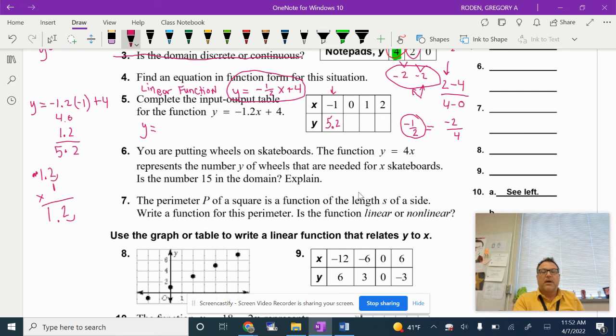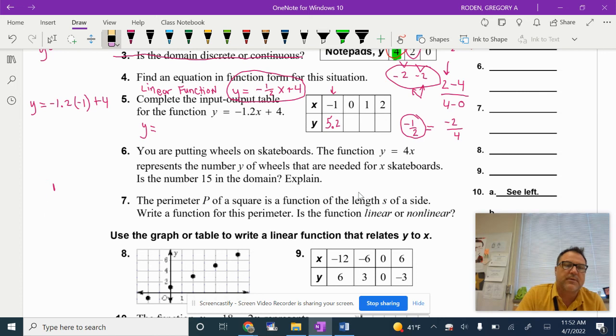Okay. Now, I'm going to erase this. You may need another piece of paper if you have all this work and you can't fit it in here. So you might want to ask your teacher for another piece of paper, just so you don't get too scrunched in, because I'm going to be erasing this.